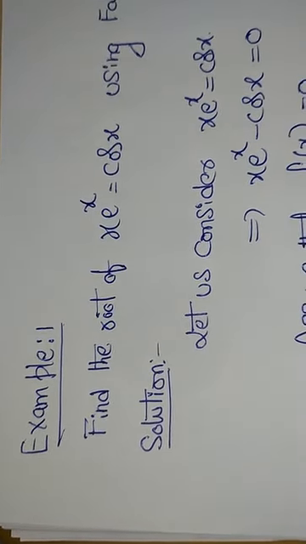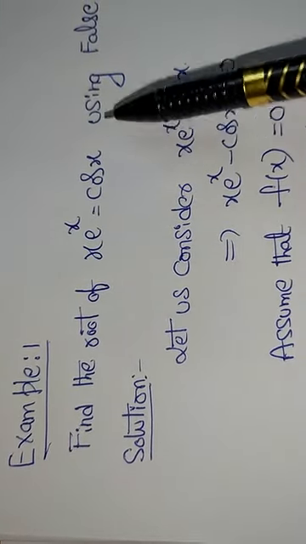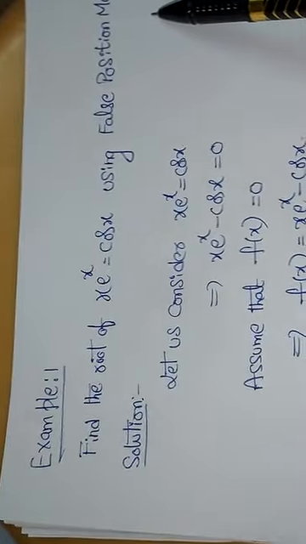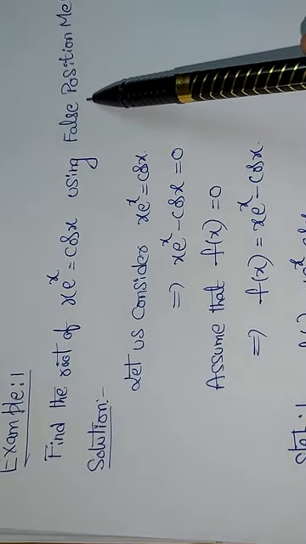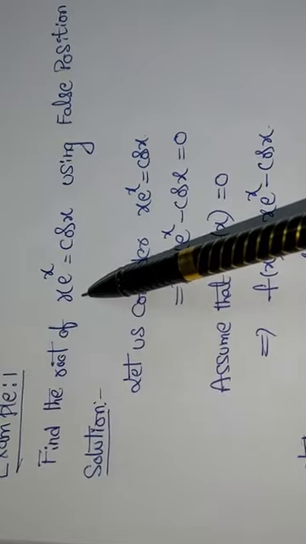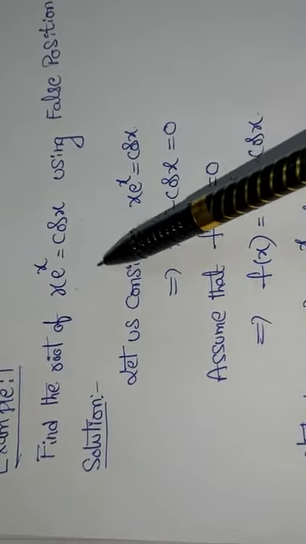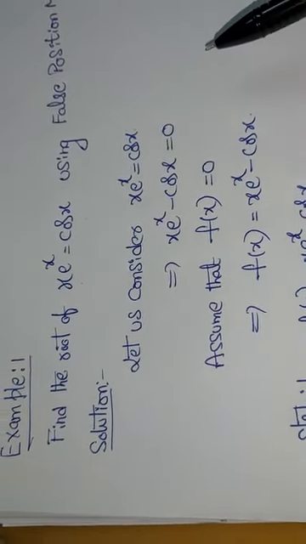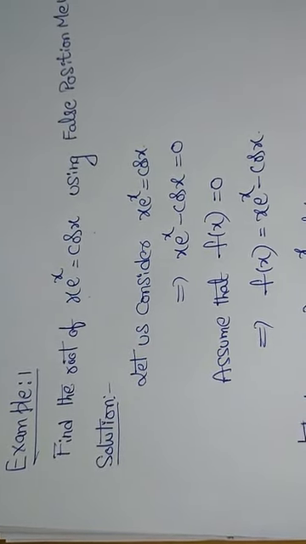So now go for the first example. Find the root of x into e power x is equal to cos x using the false position method. The false position method is also known as regula falsi method. For any type of equation, either algebraic or transcendental, we can solve it using any of the methods, that is either the bisection method, regula falsi method, Newton-Raphson method, or iteration method.